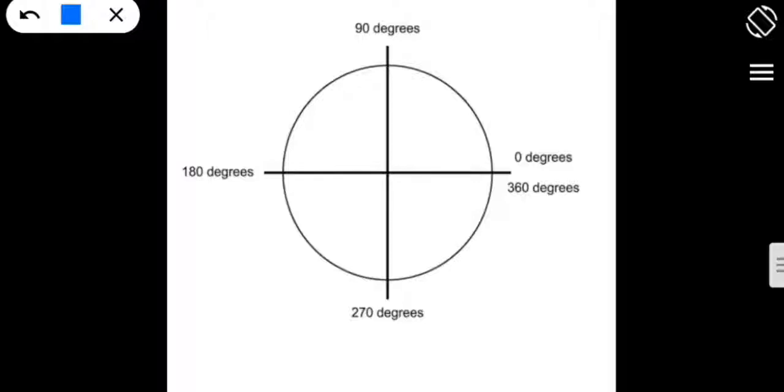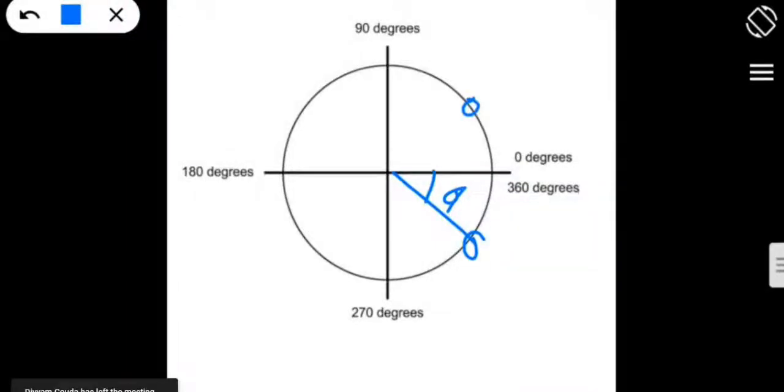We are going to discuss the initial phase. The initial phase is very, very important. Suppose one particle has started its journey from this point, and let this angle be phi.